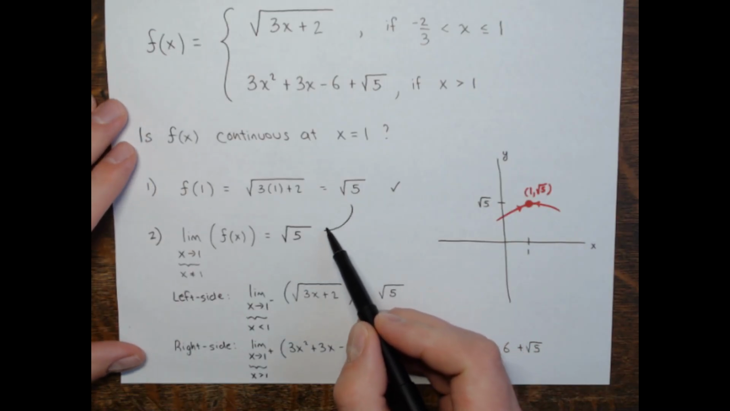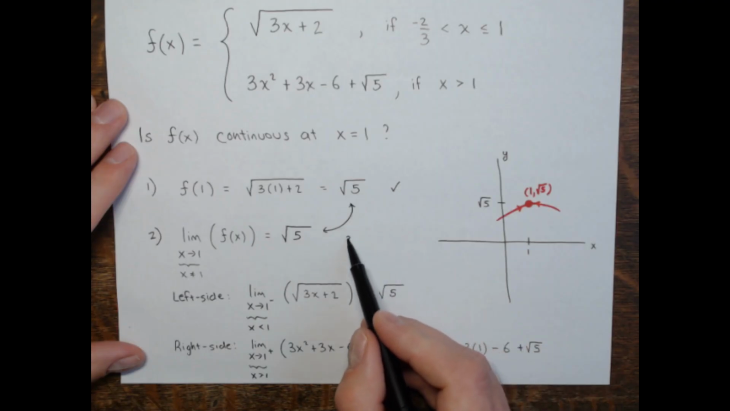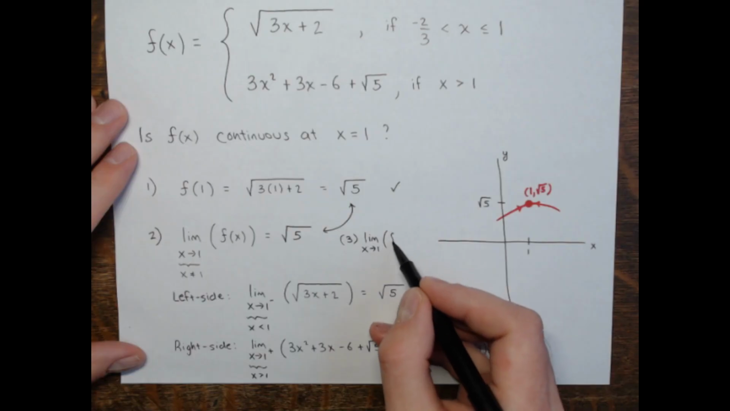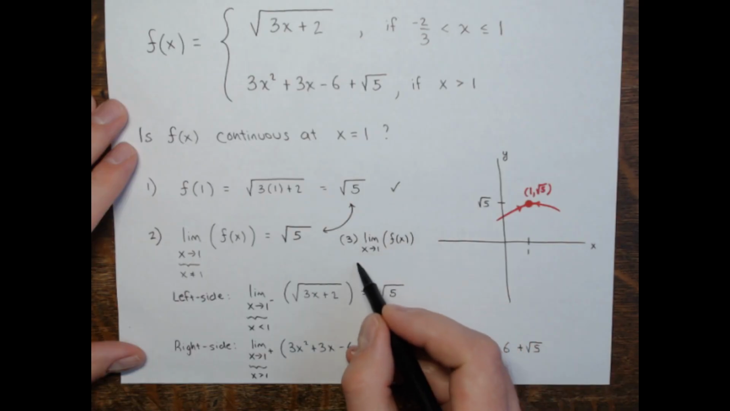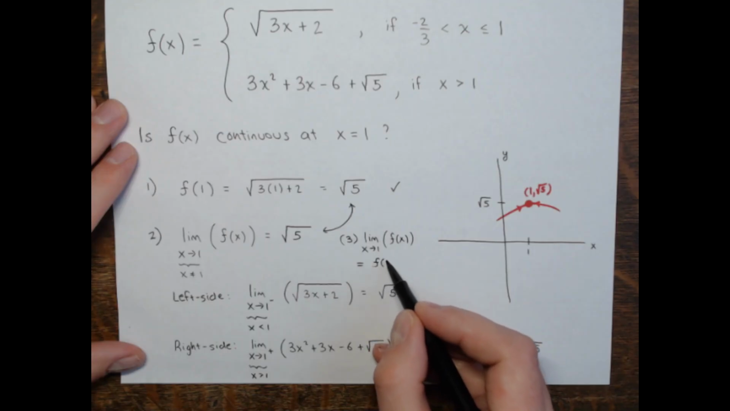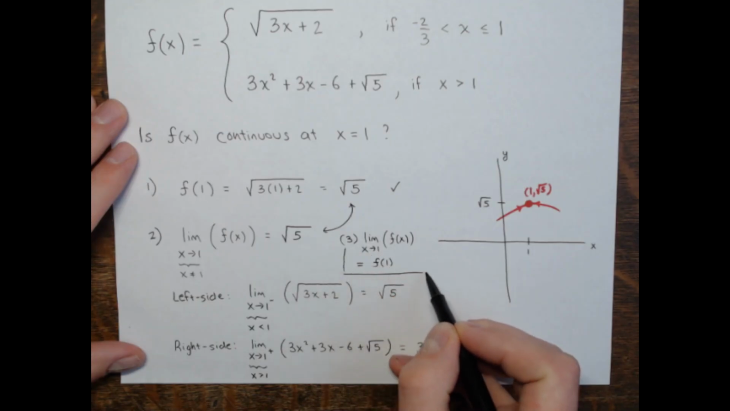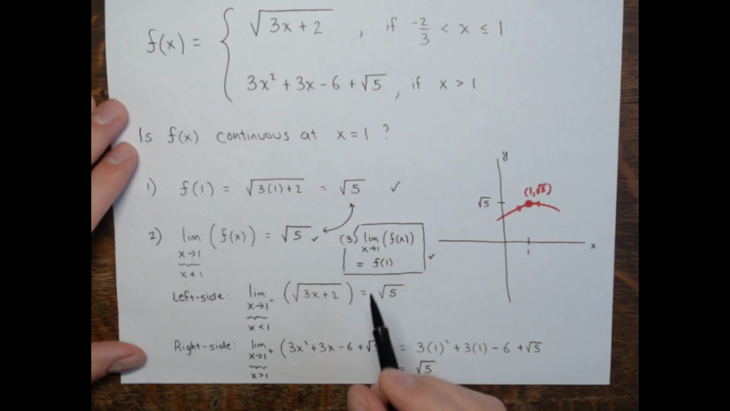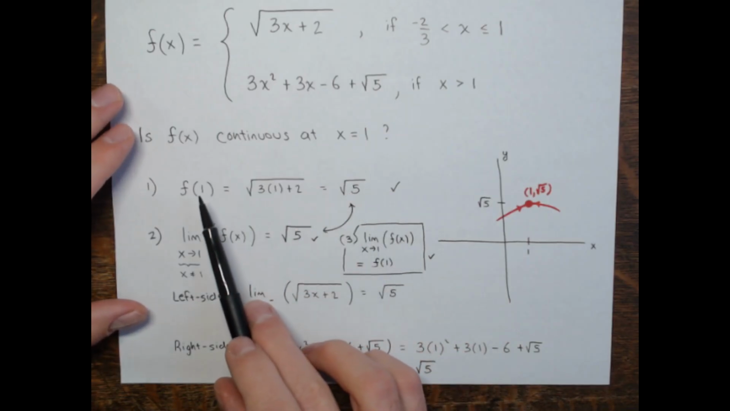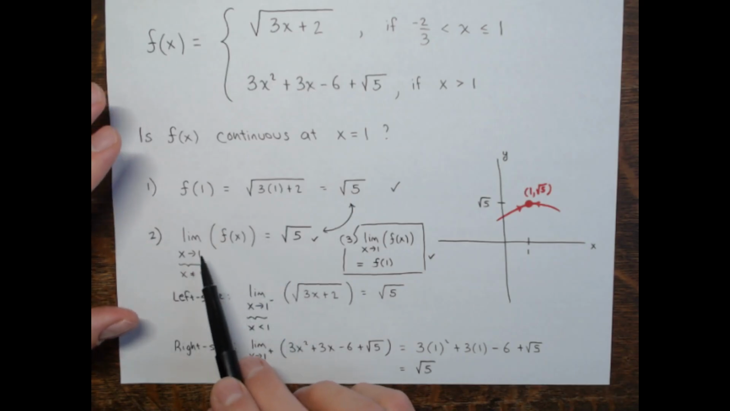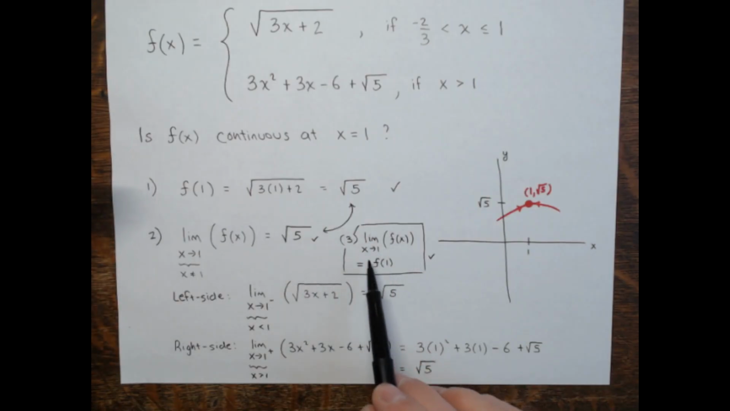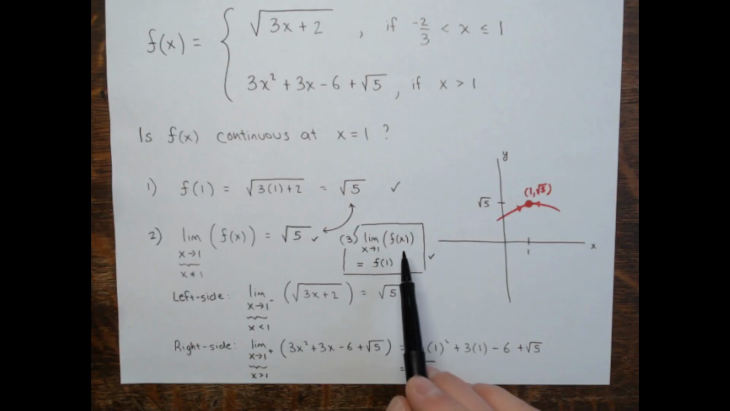And then the third condition is that these must be the same, right? So the third condition is that the two-sided limit, so the limit as x approaches 1 of our function, has the same value as f at 1, right? Which, again, both of these are the square root of 5. So check, check, check, right? The function is defined at 1. The limit as x approaches 1 from both sides exists, and they are the same value.